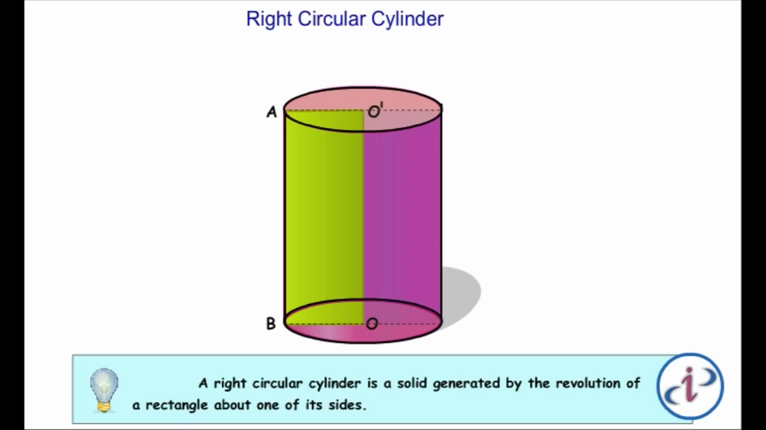A right circular cylinder has two plane ends. Each plane end is circular in shape and the two plane ends are parallel to each other. Each of these two ends is called the base of the cylinder. The line segment joining the centers of the two circular ends, OO', is called the axis of the cylinder. The axis is always perpendicular to the bases of a right circular cylinder.